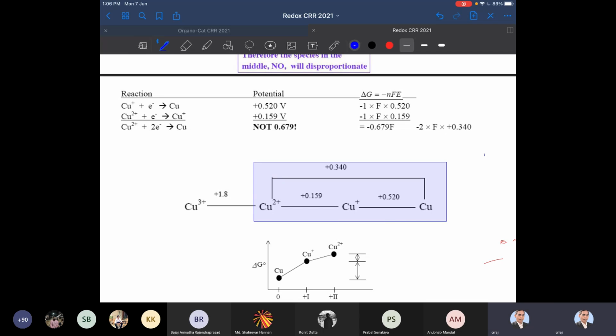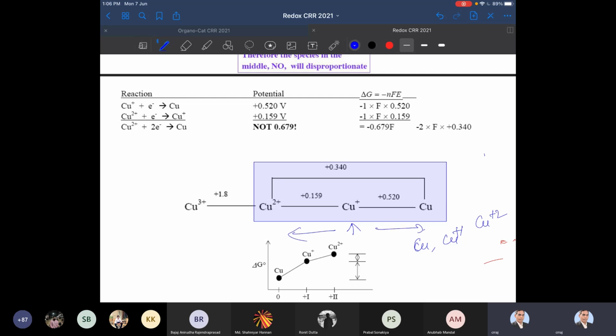Now look here. Rather straightforward. What are the species involved? Copper 0, copper +1 and copper +2. These are the three species involved. What do we mean by disproportionation? It undergoes spontaneous oxidation and reduction. So here, if it is a thermodynamically favorable reaction, then copper 1 should undergo oxidation and reduction: oxidation to copper 2+, reduction to copper 0.